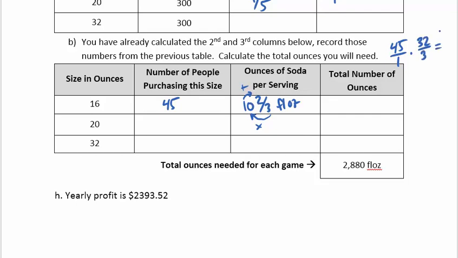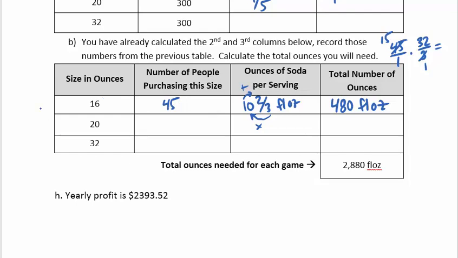Before we multiply this out, let's see if we can divide out any common factors, and we can. 3 goes into itself, and 3 will also go into 45. 3 goes into itself once. It goes into 45 15 times. So I'm just going to take 15 times 32. It's 480. So we need 480 fluid ounces to cover all 45 people that are going to purchase this small size of soda.